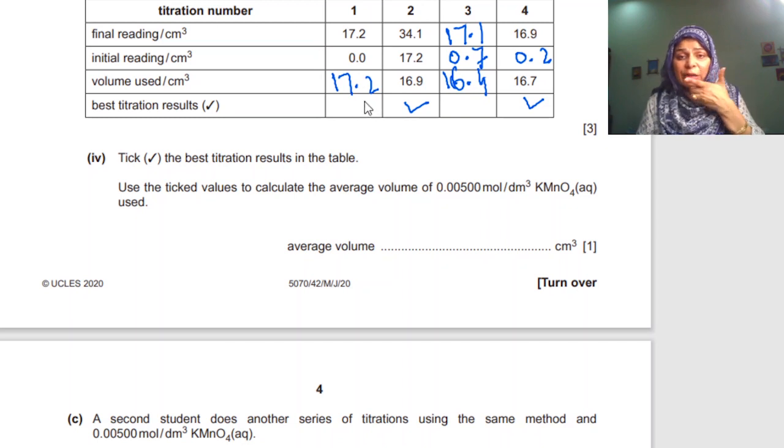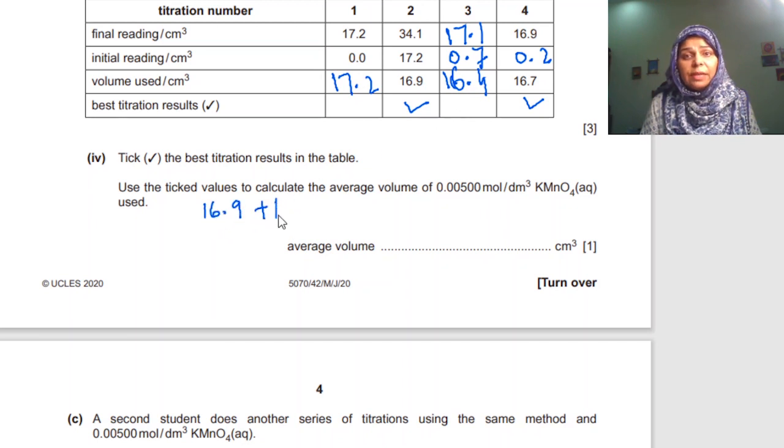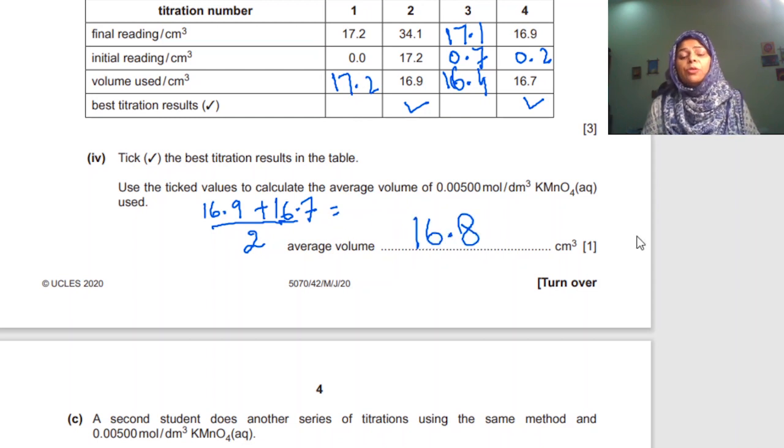The average value will be calculated. The best are 16.9 and 16.7, so we will use the best titrations, 16.9 plus 16.7, which gives 33.6. We will divide it by 2 to get the average value. So the average is 16.8 cm³. This is the way through which we will fill this table, and after filling this table you will get the average value of it.